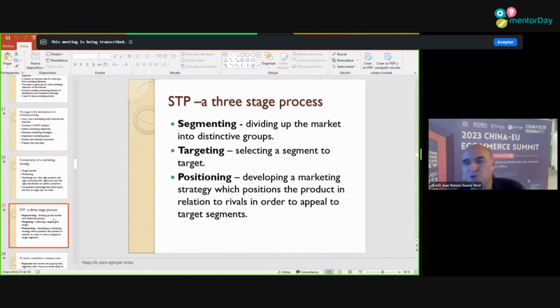For example, Tereso del Rio, have you done any segmentation, or at least do you have a target? Even if it's not something that you have worked a lot, but what is your main target for your business?